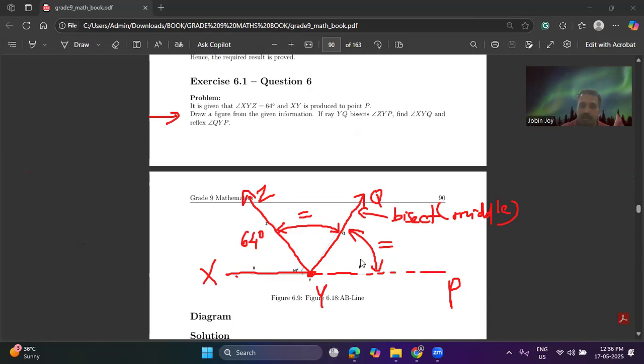Find XYQ. Okay, we have to calculate this angle. XYQ means this angle. Find XYQ and reflex QYP. Reflex QYP, I'm taking another color. So QYP is this. Reflex QYP means this one. This angle is reflex QYP.